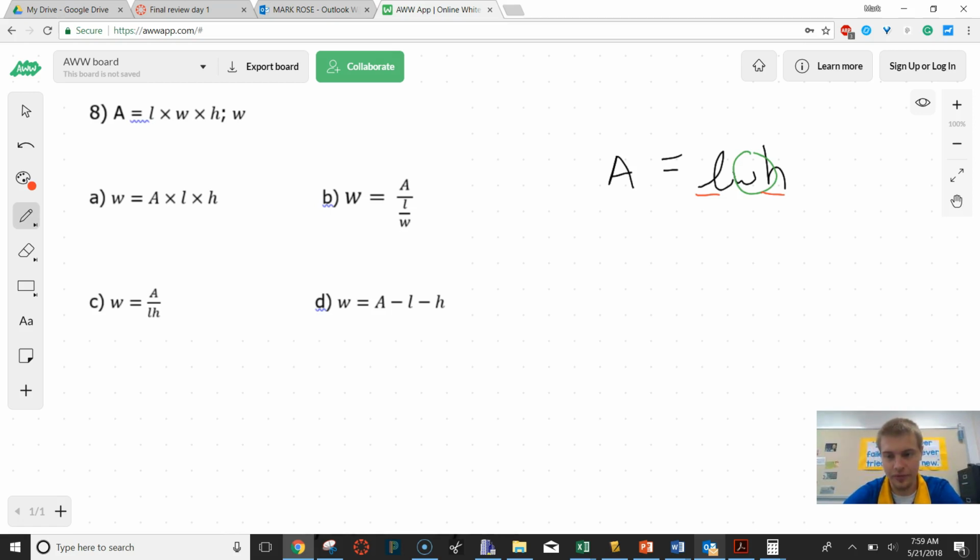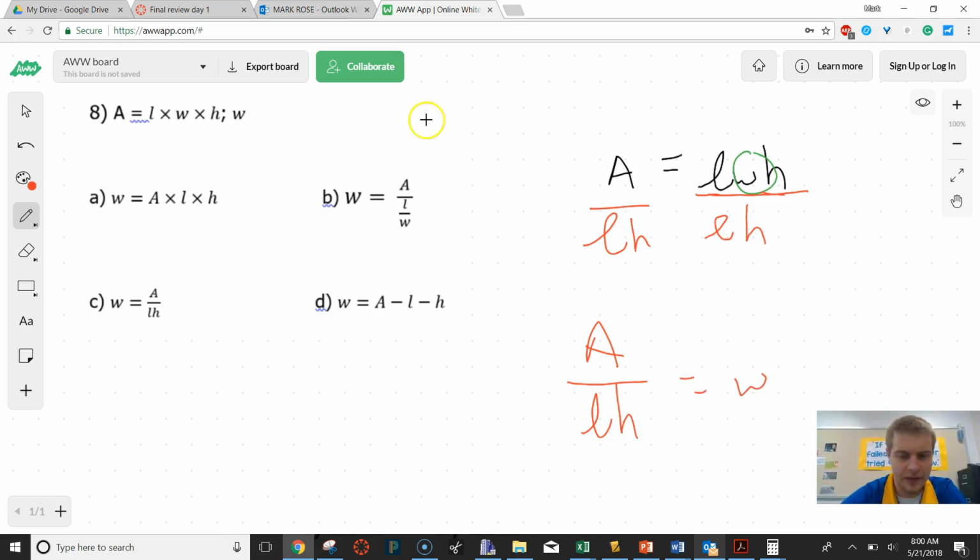And the answer is, you divide both of them at once. And the reason you do that is because if they were actually numbers, you could just multiply L and H together and then divide it over. That's what you would actually do. So we're going to divide them both at the same time because L and H are really going to become just one number. So then your answer would be A over LH equals W. And that is the correct answer. Let's try the next one.